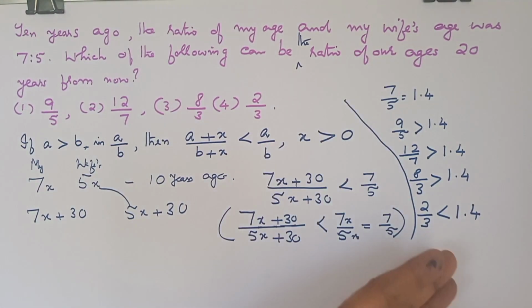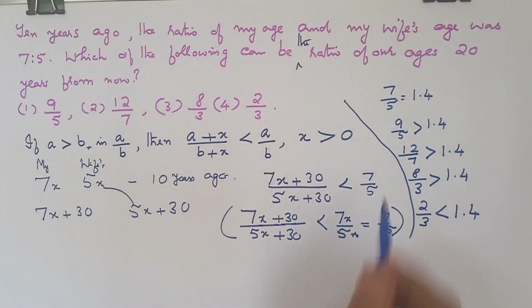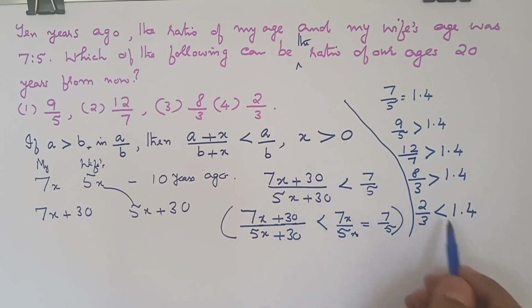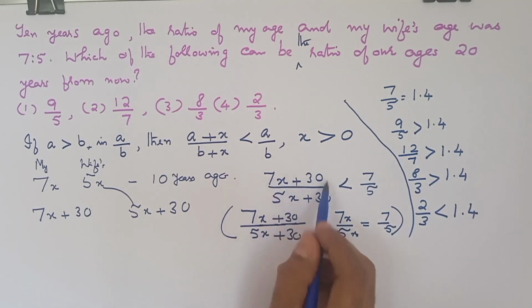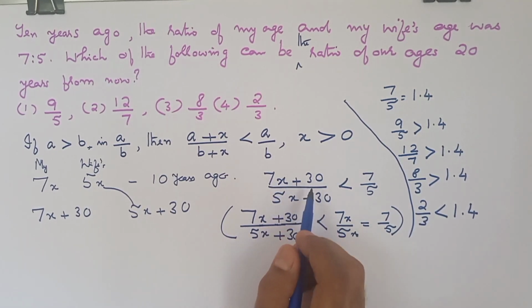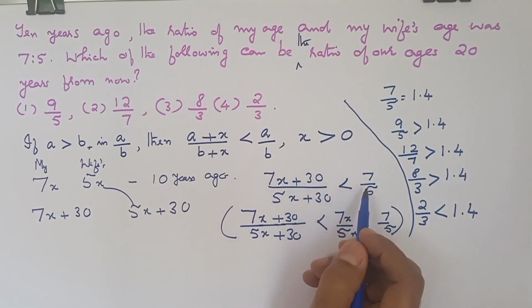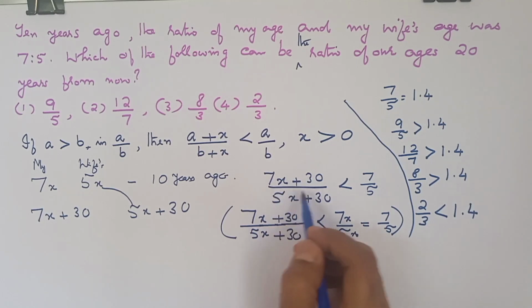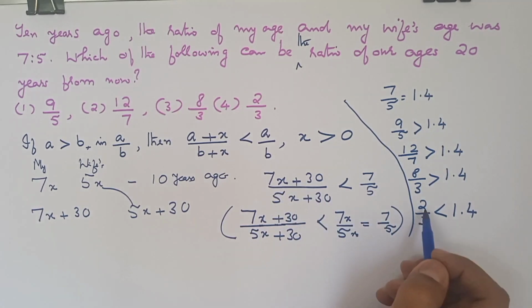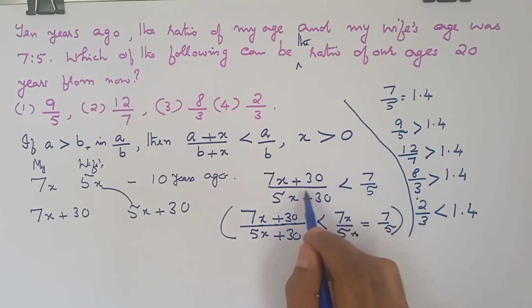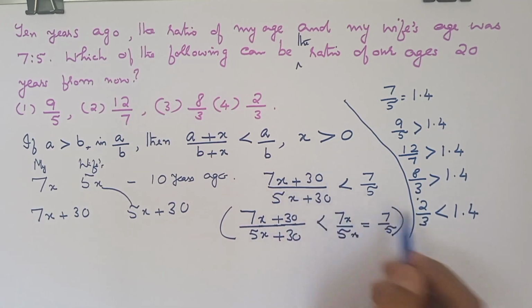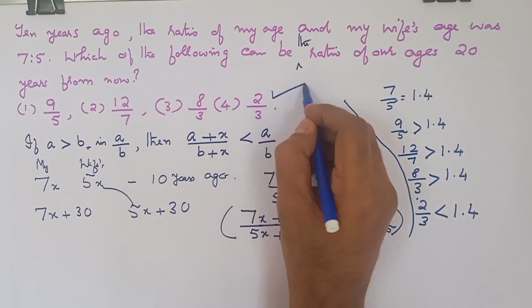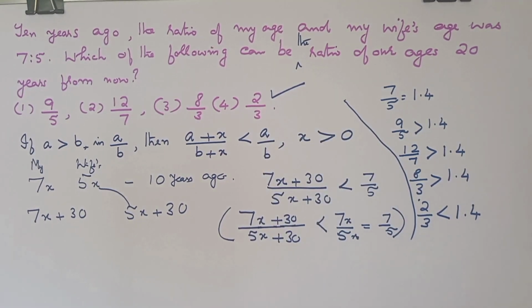So what do you observe from here? Among the options, only 2 by 3 is less than 7 by 5. And this value, we don't know the correct value, but we know that it's less than 7 by 5. So this should be anything less than 7 by 5. And the only possible value that fits into this condition is 2 by 3. So 2 by 3 is the correct answer to the question.